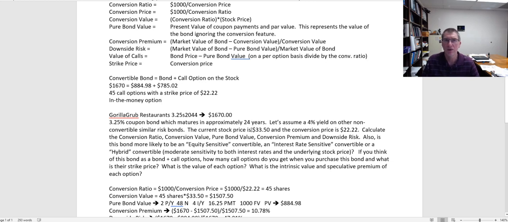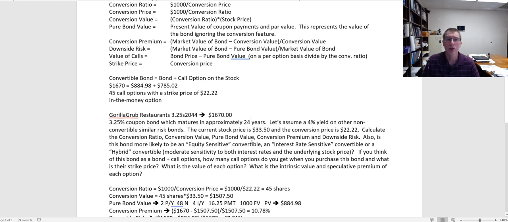And in the money just means if it matured today, you would decide to convert. Now note, that doesn't mean you're going to convert today, just like you don't want to exercise an option early. If you convert, you can only do that once. And then if something bad happens to the stock, you've given up the bond and you're just stuck with the stock. So you typically do not want to convert until right before maturity, barring some exceptions. There are some exceptions to that, which we're not going to go into in this video. But in most cases, just like you don't want to exercise an option early, you don't want to convert a convertible bond early. So this is an in-the-money option.